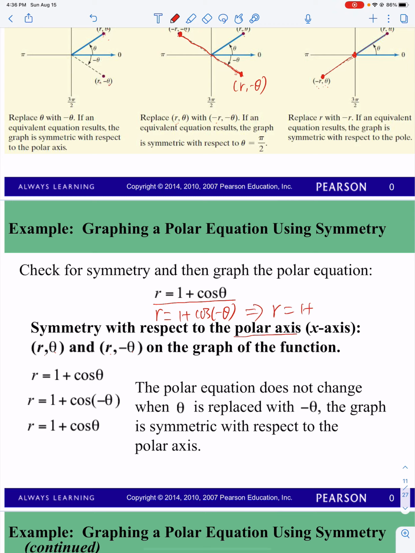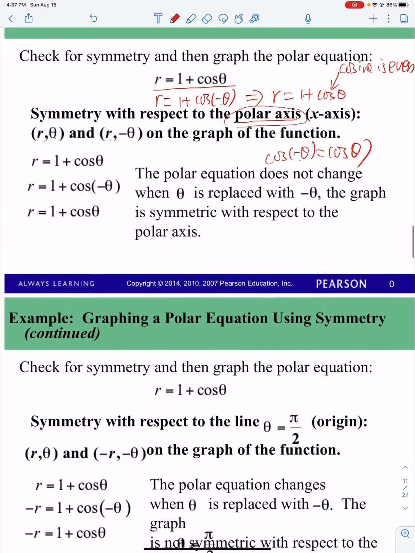Because cosine is even, cosine of negative theta and cosine theta are always the same. So what does this mean? r equal to 1 plus cosine theta is symmetric to the polar axis. Okay, clear? Why is this symmetric? Because cosine of negative theta equals cosine theta.